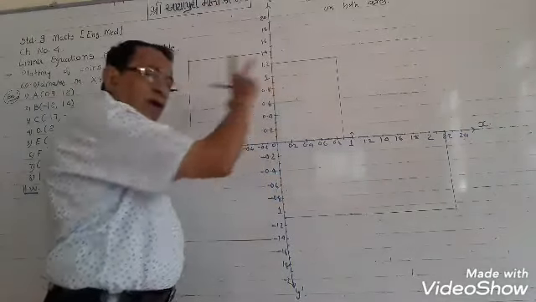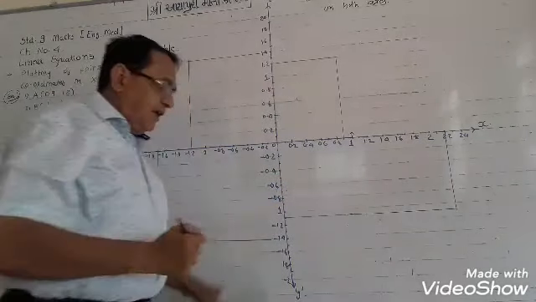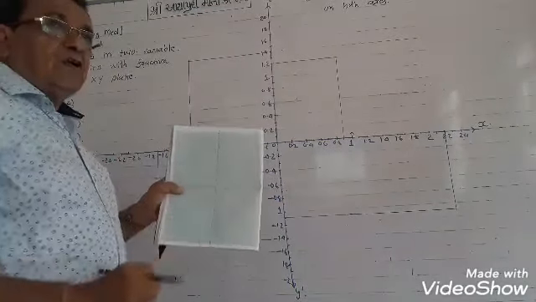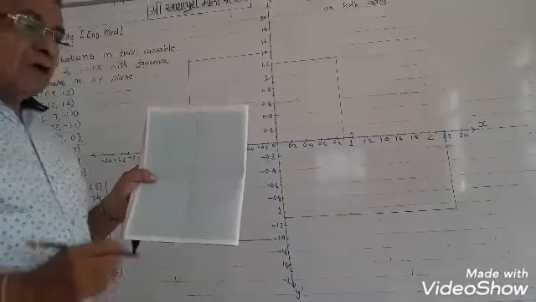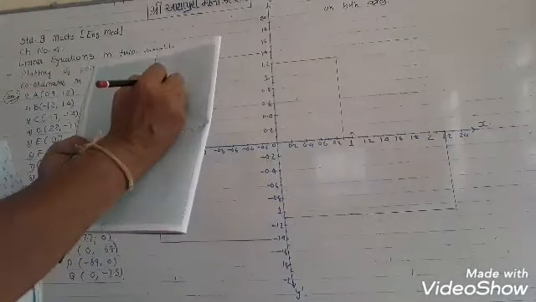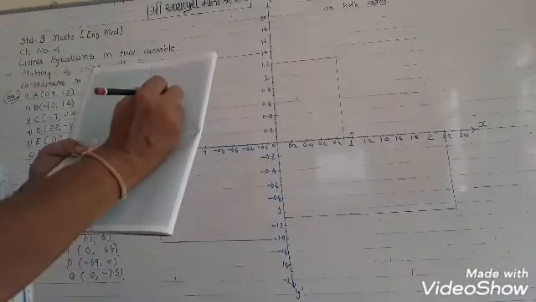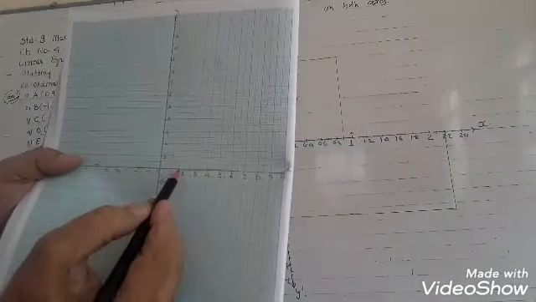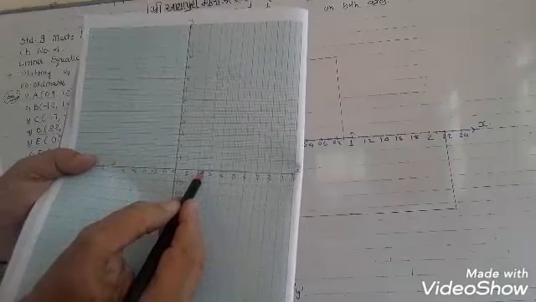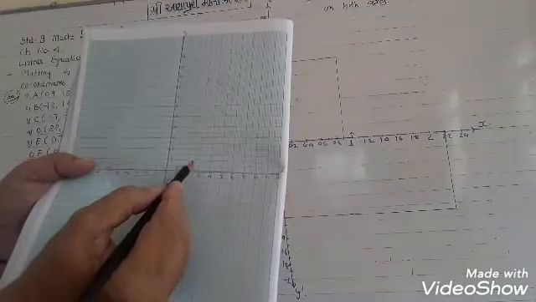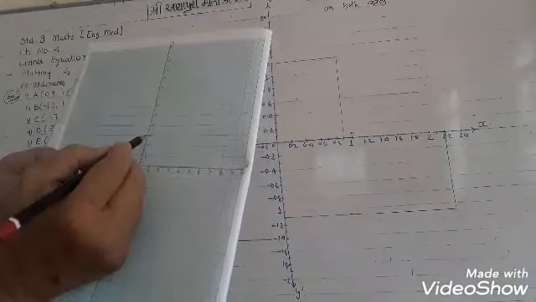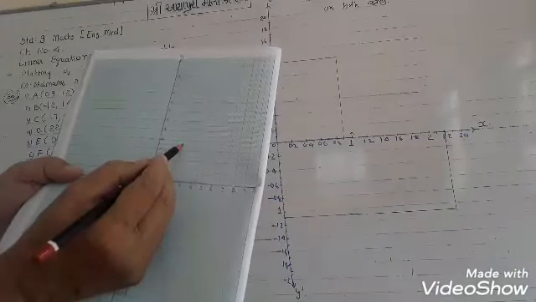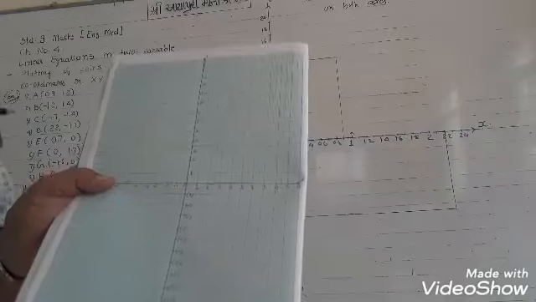I have made it very big so that you can see it. Here in this case you have to calculate it. Suppose you want 2.4 and 3.5. Where is it? So 2.4 is here, and 3.5 is here. 2.4 and 3.5 you will get here. Clear?